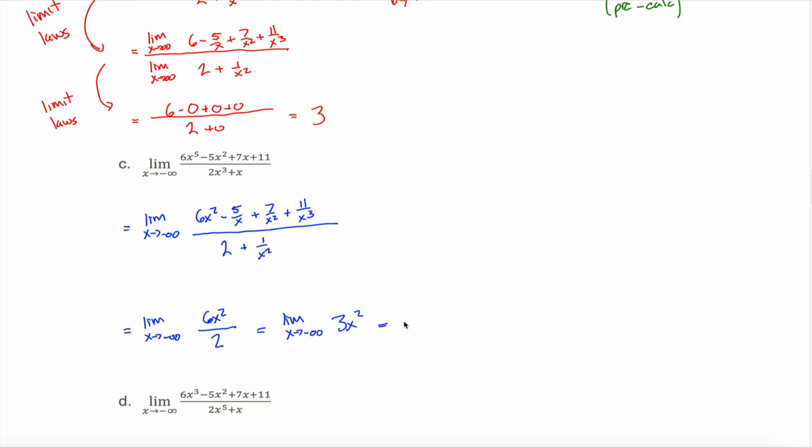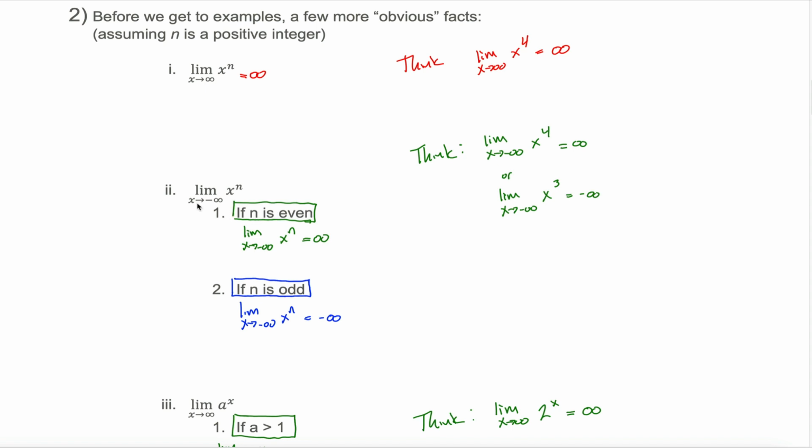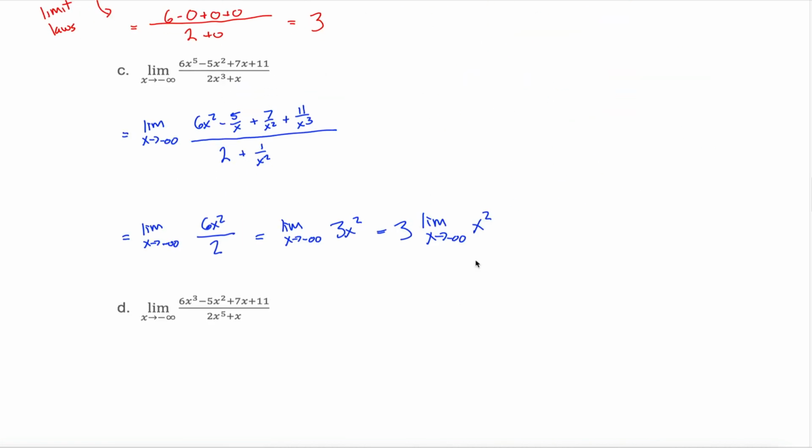Our limit laws tell us that that's 3 times the limit as x approaches negative infinity of x squared. And in the previous video, we learned that if n is an even number, the limit as x approaches negative infinity of x to the n power is equal to positive infinity. So since 2 is an even power, the limit as x approaches negative infinity of x to the 2 power is positive infinity. I get 3 times infinity, or infinity, for this limit.